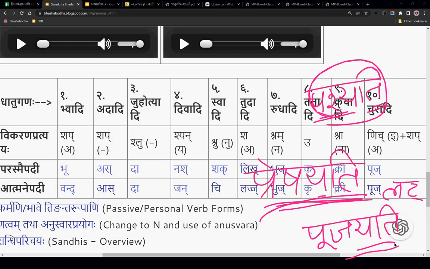Pujayati, what is the dhatu? Puja. So similarly, preshayati also, the dhatu should be presh. So presh is the dhatu. Now change it to karmani. Just add that ya vikarana pratyaya and te. Preshyate. Mitram patram, mitrena patram preshyate.